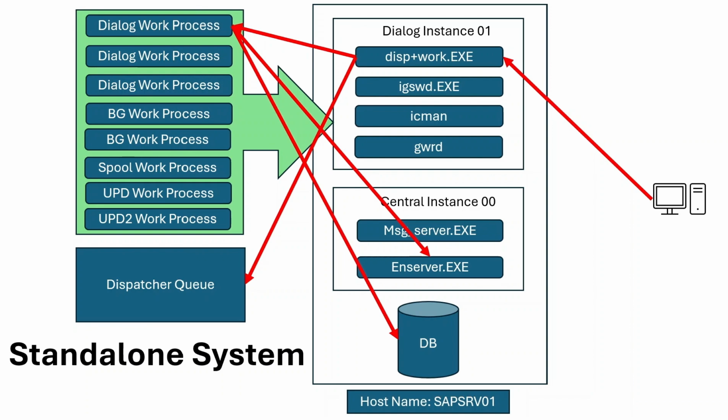So in a nutshell, when a user request comes, it goes to the ABAP dispatcher. The ABAP dispatcher is nothing but the disp+work process, and based on the request, it assigns a work process. A work process is again nothing but disp+work.exe itself. Some disp+work.exe work as a dialog process, some as a background process, so it is the same exe but it works as a different process.